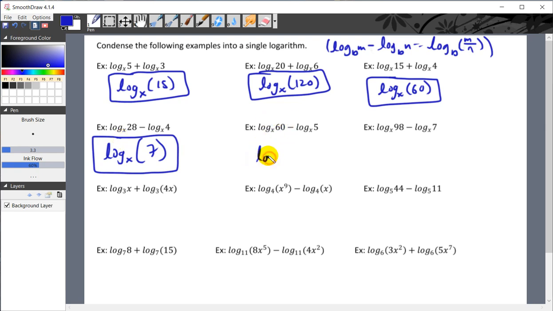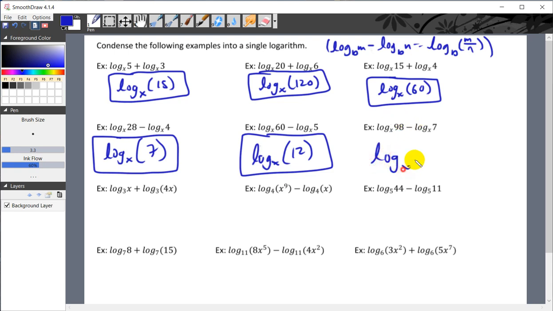This one here is log base x of 60 divided by 5. 60 divided by 5 is 12. Okay, I'll write that a little bit nicer. Sorry, I know that's not very nice. So this is log base x of 12. This one here, log base x, 98 divided by 7. 98 divided by 7 is 14. Okay, so that's how you would do that one.